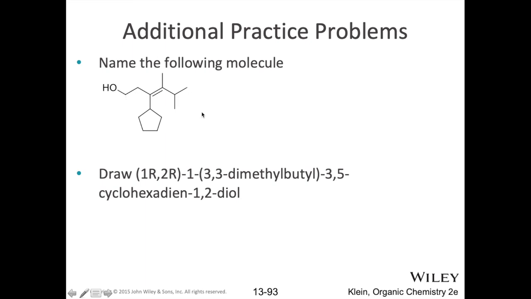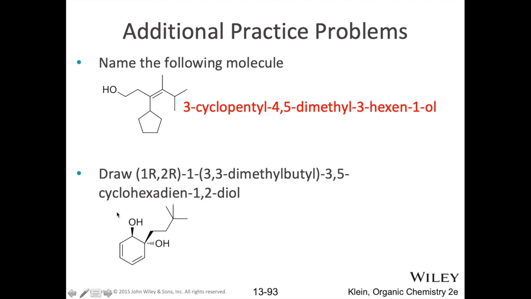Okay. And then, of course, you also try to draw this molecule out. I would recommend looking at the latter half of that molecule. We've got cyclohexadiene 1,2-diol. So I would start off with that cyclohexane, like a 6-membered ring, and then think about where you want to put those pieces.